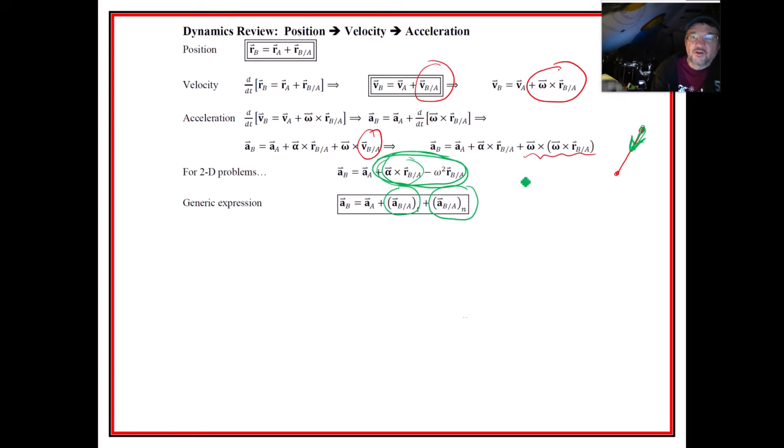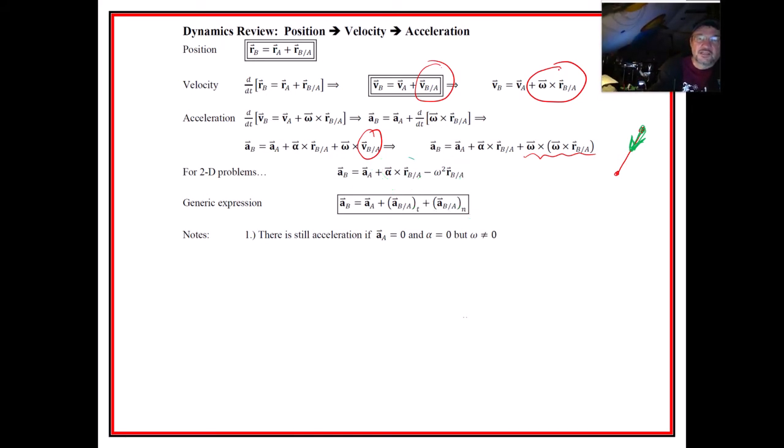All of that really is a_B with respect to A, right? But there's a tangential component and a normal component. That's really the thing that makes it a little more tricky to solve. Things we might note: there can still be acceleration of point B even if the acceleration of A is 0, even if it's like a fixed point.